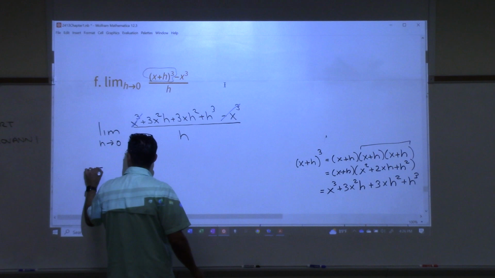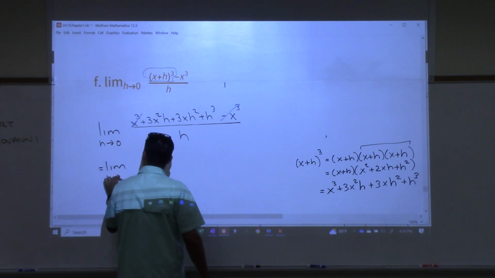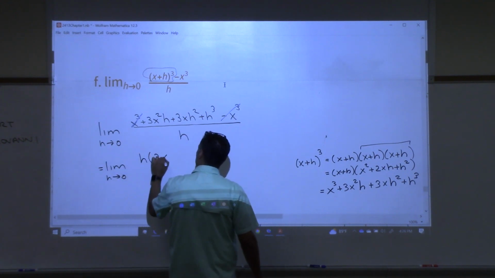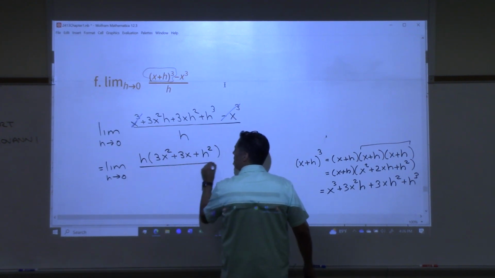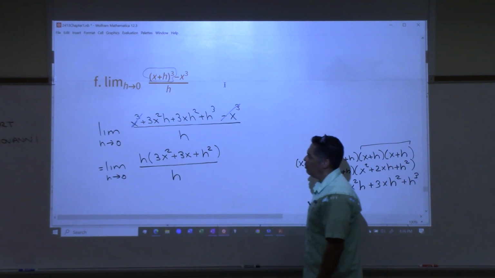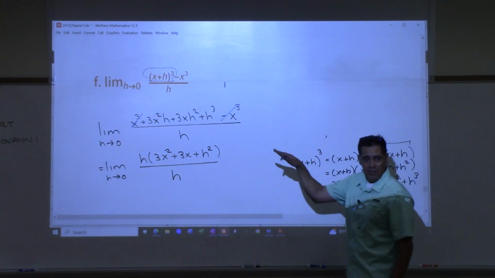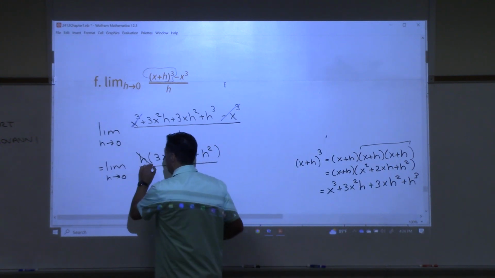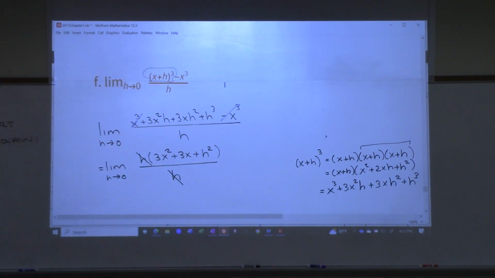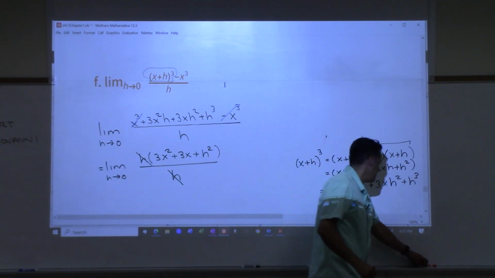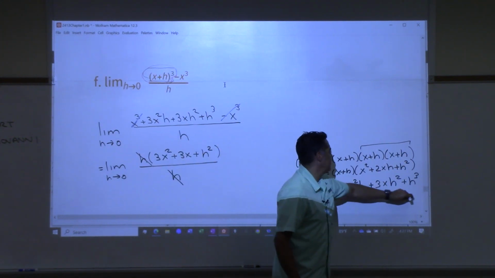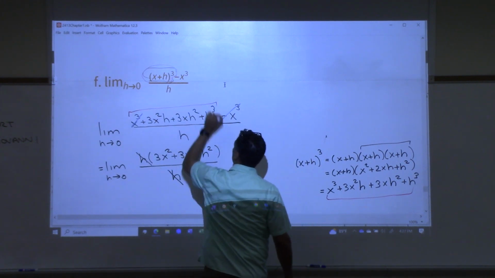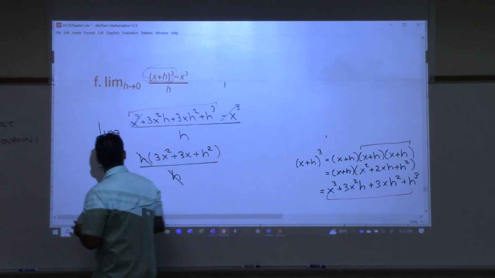So I'm going to pull a GCF now, greatest common factor. I'm going to pull this GCF, an h, out of the top. It leaves me with 3x squared plus 3x plus h squared all over h. Pull that GCF, and now I can cancel these h's out. So this goes right here, and then I still have the minus x cubed there.